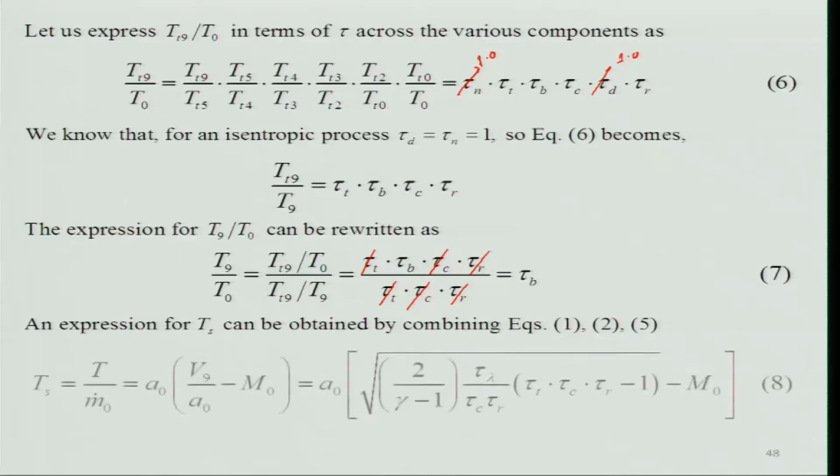So you can just substitute these values, V9 by V0, right? And you will get an expression which looks a little frightening, but it is quite simple. I am not expecting that you should remember this expression, but you must know how to go about deriving it. That is expected, right?